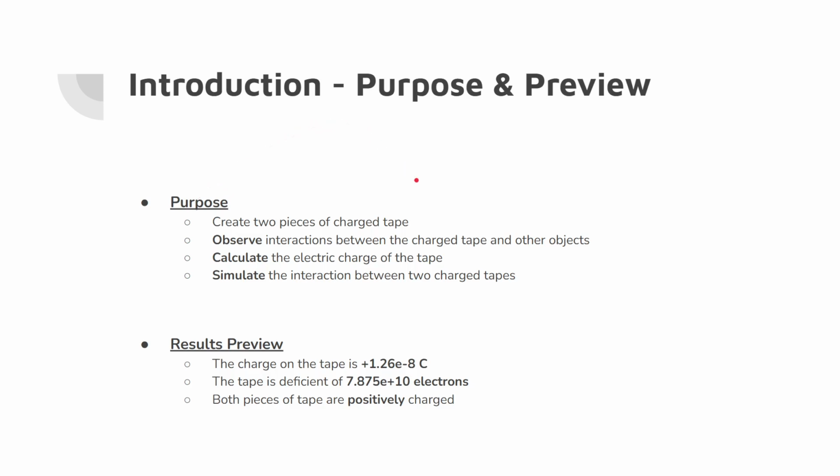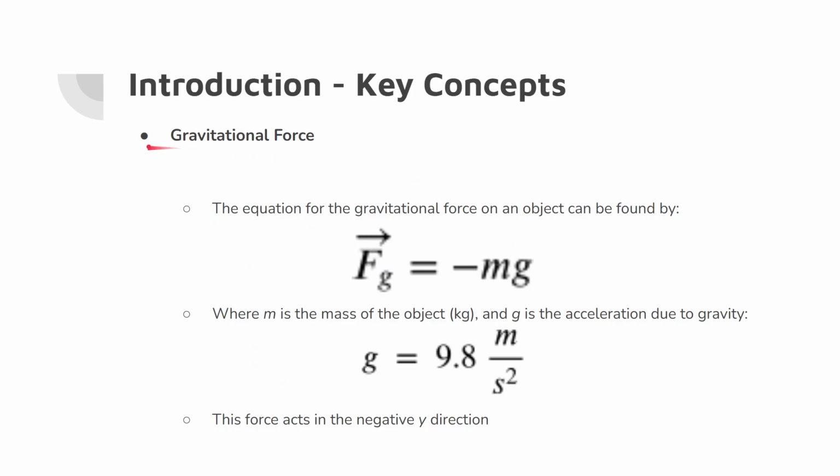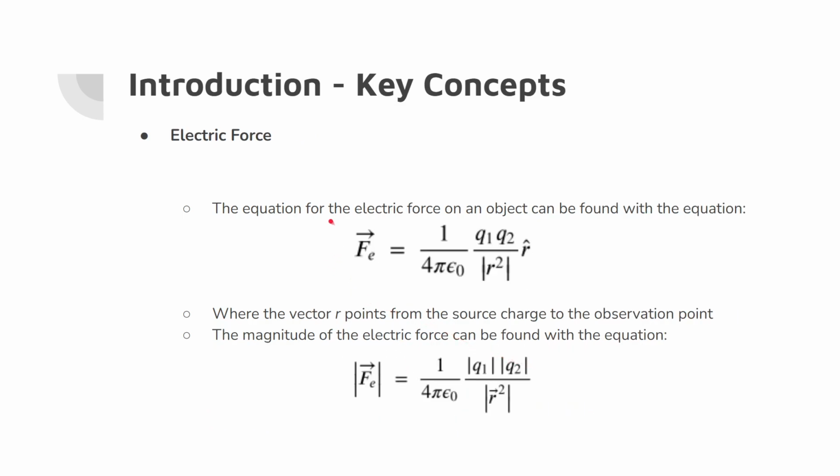So what are some important key concepts to know? Well, we got our gravitational force here, right? Force due to gravity is negative mass times acceleration due to gravity, and that means it's always going to act in the negative y direction, which is important to know. Our electric force is 1 over 4 pi epsilon naught times the source charge, the charge it's acting on, over the distance between the two squared, times our unit vector r hat, which is going to point from the source charge to the observation point. And the magnitude can be found here.